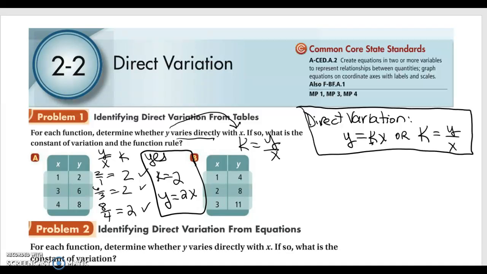Let's try example B. If the k is always the same, we know it's direct variation. To find the k, let's do y divided by x. So 4 divided by 1 is 4. Let's try the second line. 8 divided by 2 is also 4. Looking good. 11 divided by 3. Is that 4? No. That means this is not direct variation because they don't all equal 4.